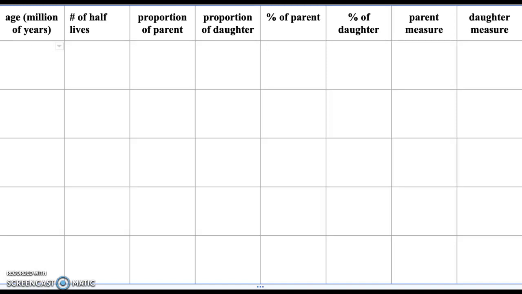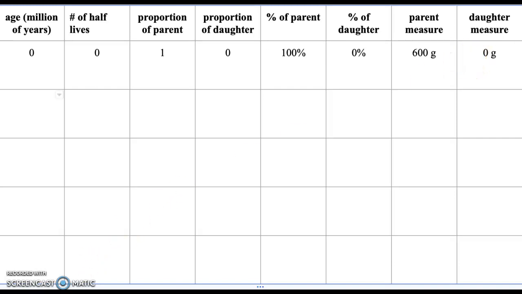starts at 0 for age in millions of years. And then there's 0 number of half-lives, and then the proportion of parent is 1 to 0, and then the percentage is 100% and then 0%, and then the parent measure is 600 grams, and the daughter measure is 0 grams.